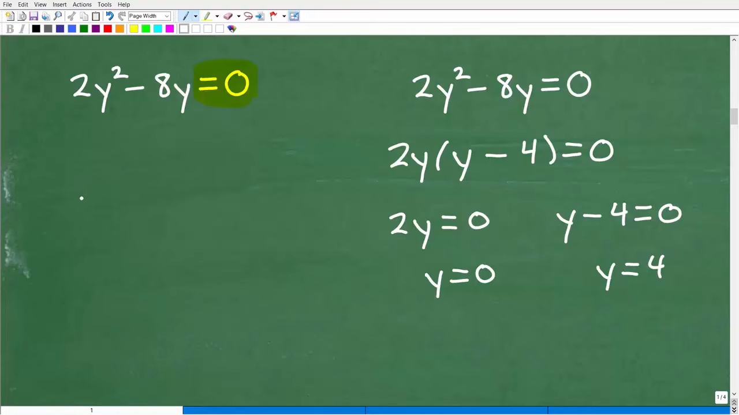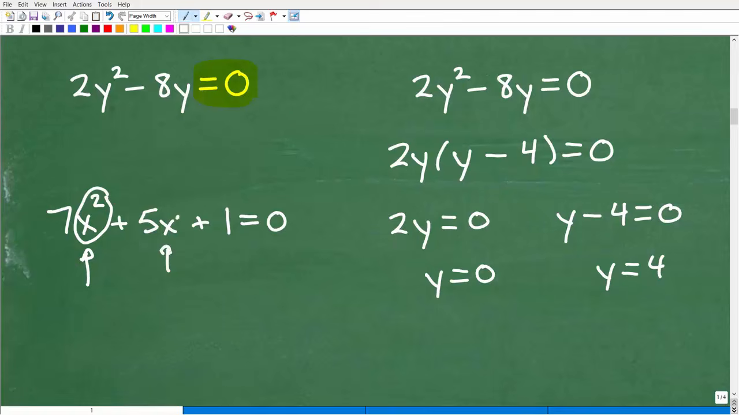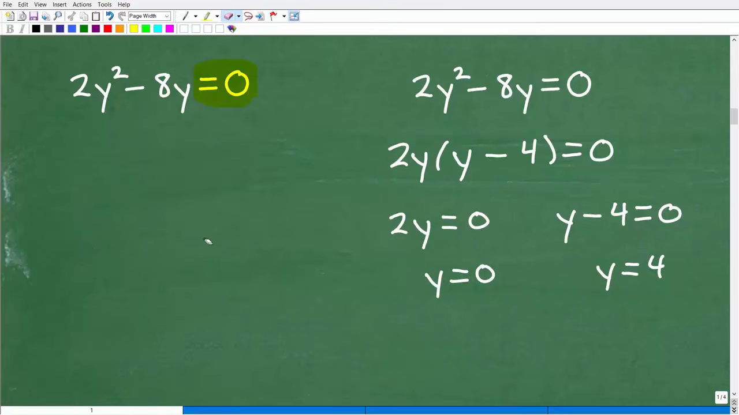That's the highest to lowest power. For example, 7x squared plus 5x plus 1 is equal to 0 is in standard form, because we have the x squared first, then the x next, and then the number last. So that's what you need to do. You want to get everything written in standard form equal to 0. Once we have this kind of setup, we can look for other opportunities.